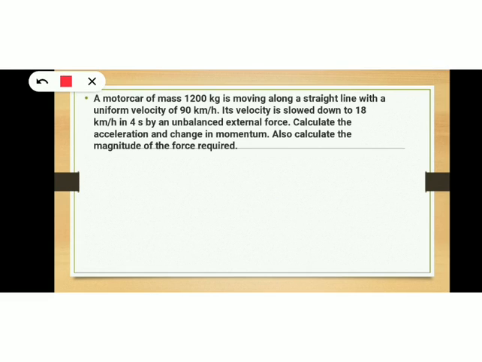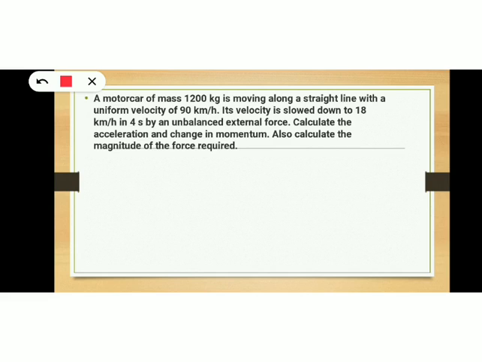Now let's discuss the next numerical. A motor car of mass 1200 kilogram is moving along a straight line with a uniform velocity of 90 km per hour. Its velocity is slowed down to 18 km per hour in 4 seconds by an unbalanced external force. Calculate the acceleration and change in momentum. Also calculate the magnitude of force required.